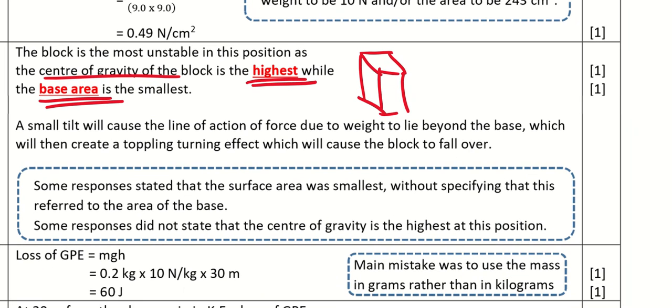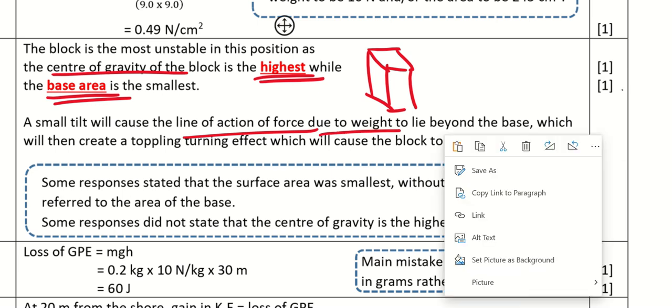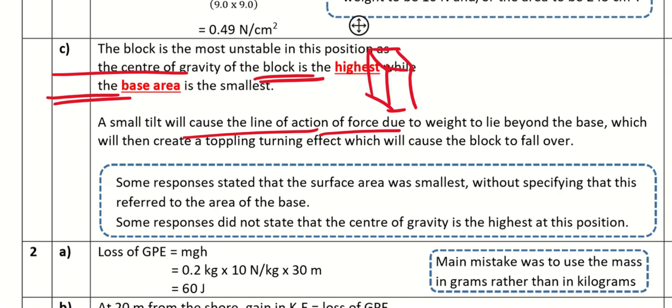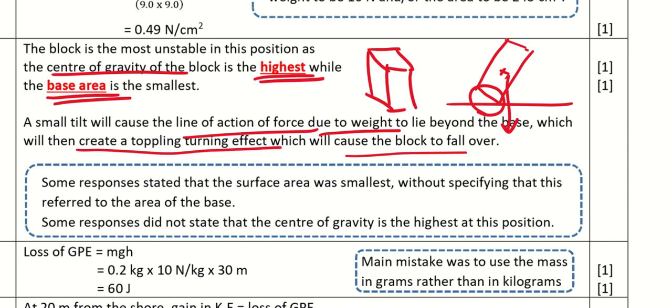Then what happens? A small tilt will cause the line of action of the force due to weight to lie beyond the base. So how does it look like? If I have this thing here, I'll just draw the cross, just a simple one like that. The CG is here, the line of action of the force, you see, it will fall outside of the base area, right? So a small tilt will cause the line of action of the force due to weight to lie beyond the base, which will then create a toppling turning effect, which will cause the block to fall over.